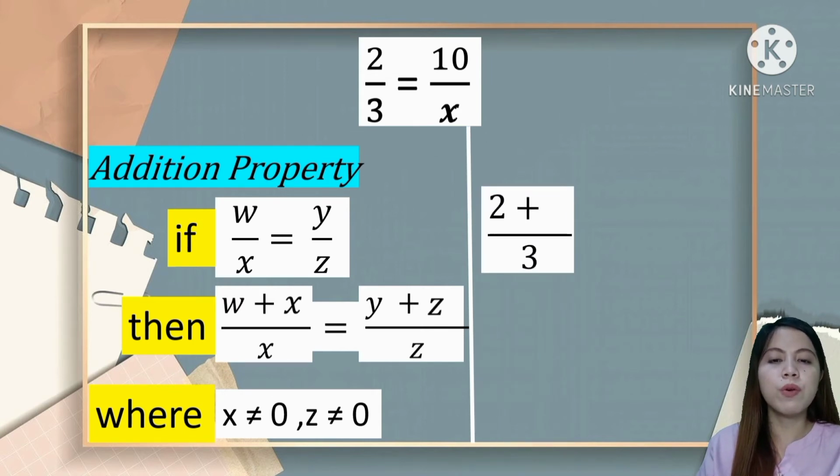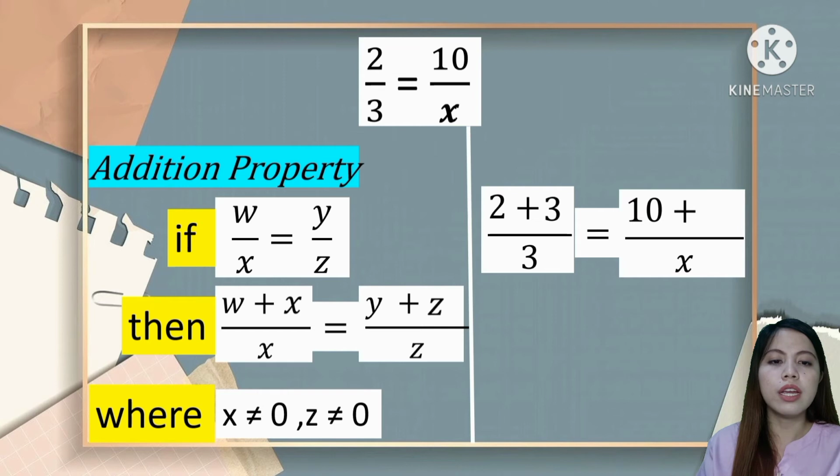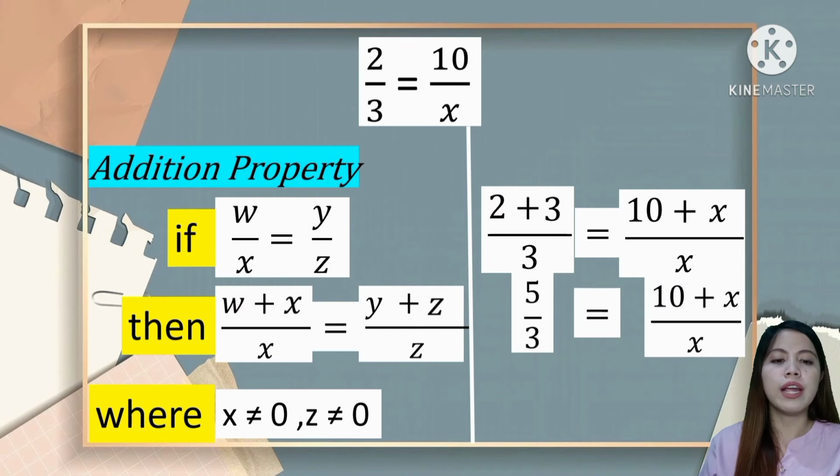Here we have 2 over 3 is equal to 10 over X. Let us write 2 plus, again, what is our denominator? We have 3. We will write 3 there, over 3 is equal to 10 plus the denominator, which is X, over X. Now let us solve. 2 plus 3 is 5 over 3 equals 10 plus X over X.